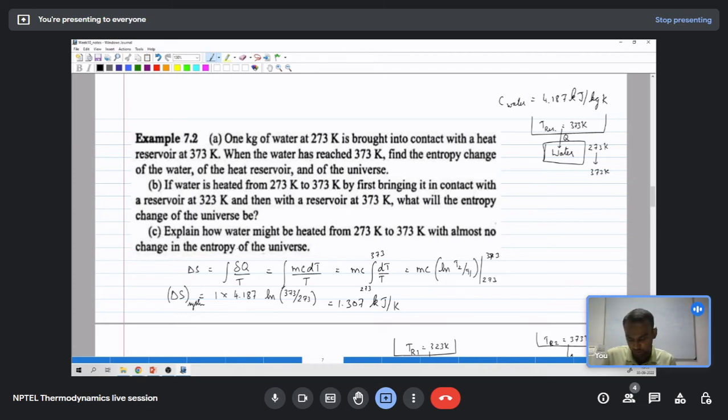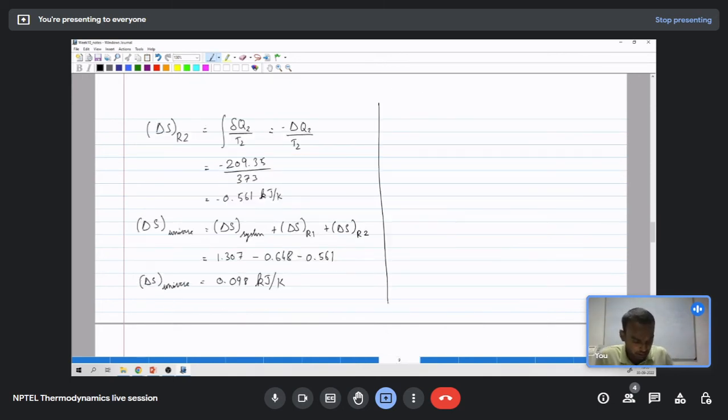So how do we heat the water from 273 Kelvin to 373 Kelvin with almost no change in entropy? That means I can have, initially, the water at 273 Kelvin.